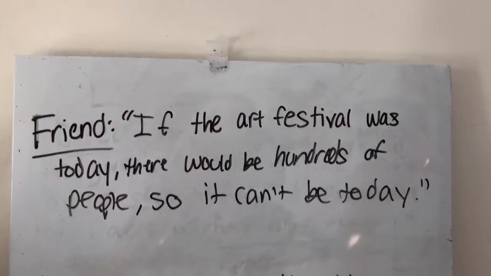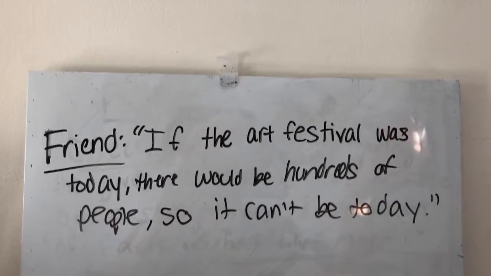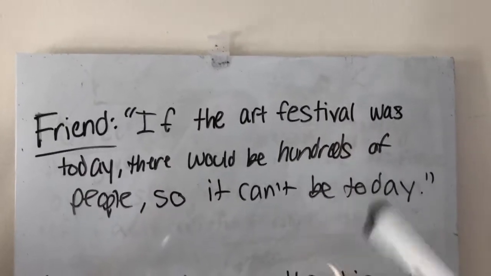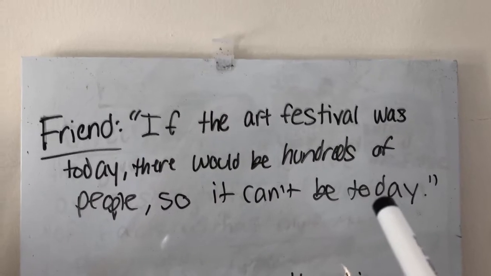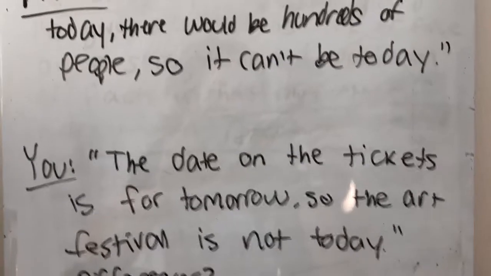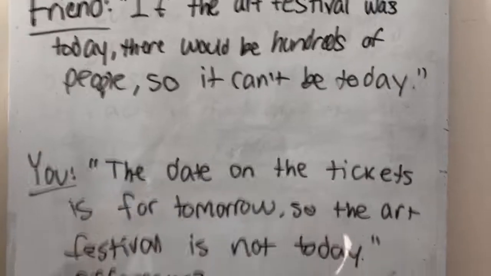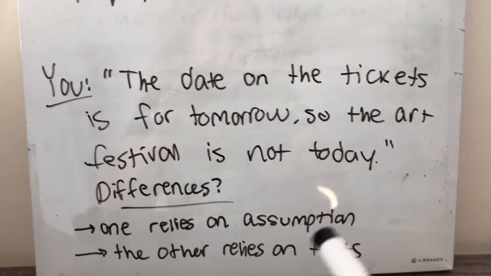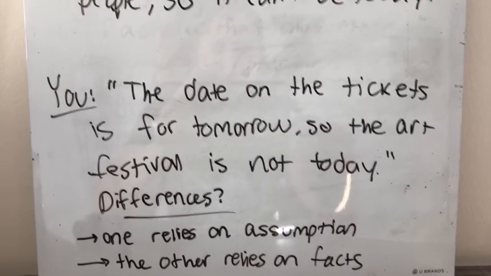So let's say in this example, your friend is trying to decide if the art festival was today or not, and they are going off of this approach to find out. They're saying, if the art festival was today, there would be hundreds of people, so it can't be today. And then your approach would be, well, the date on the tickets is for tomorrow, so the art festival is not today. So what are the key differences here? One of these arguments relies on assumption, and the other relies on facts. Can you guess which one relies on assumption and which one relies on facts?